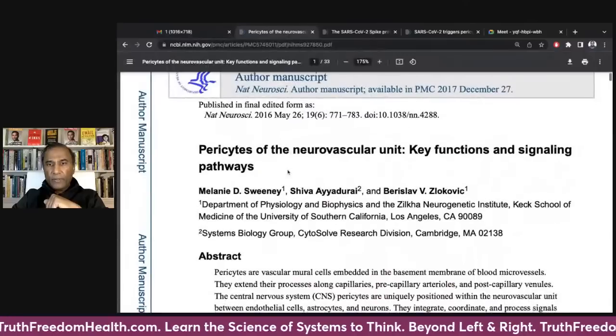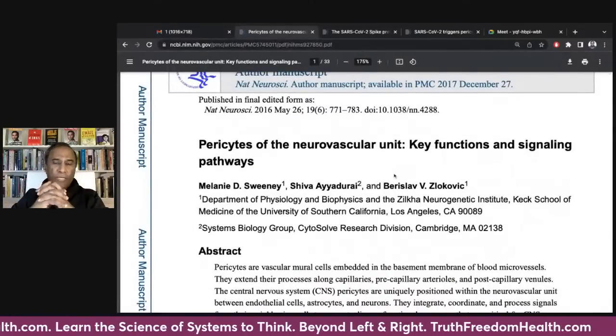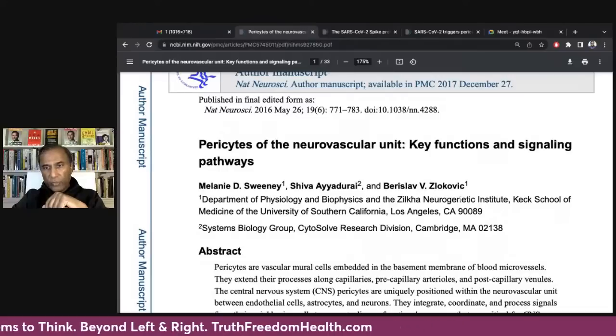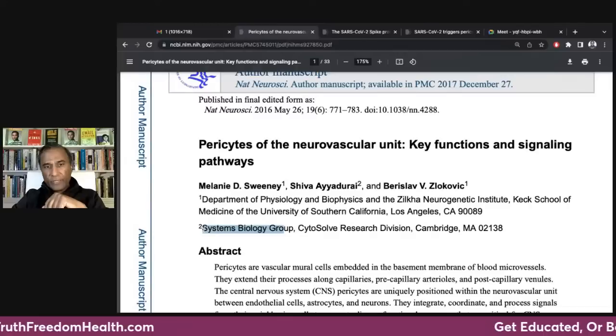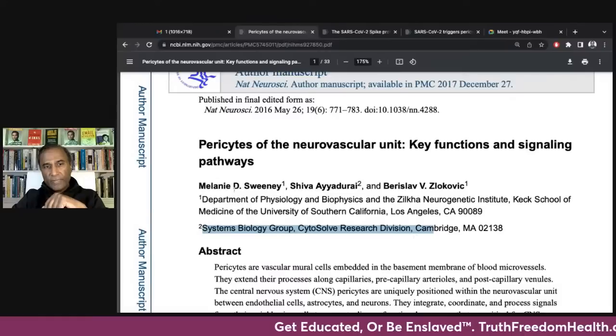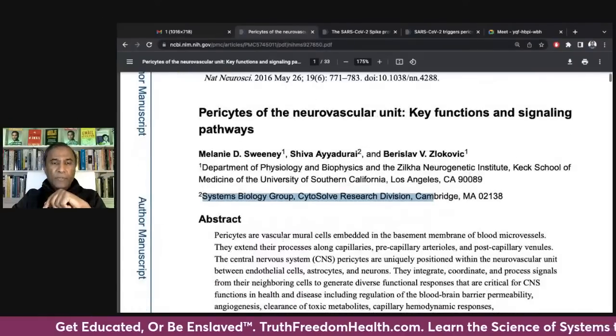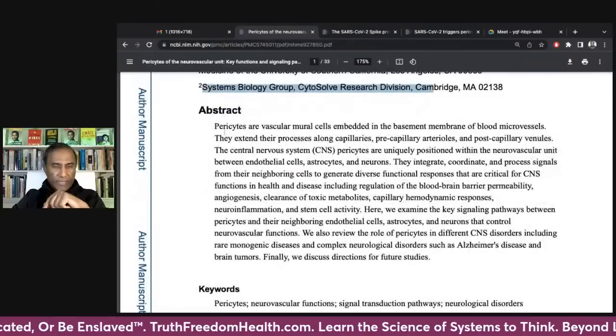And this paper really, for the first time, I was the co-senior author with Berislav Zilkovic over at the Keck School of Medicine at USC. And there's my affiliation with the Systems Biology Group over at the Cytosolve Research Division. And Melanie Sweeney was a postdoc on this. And so as the abstract says, what are pericytes?